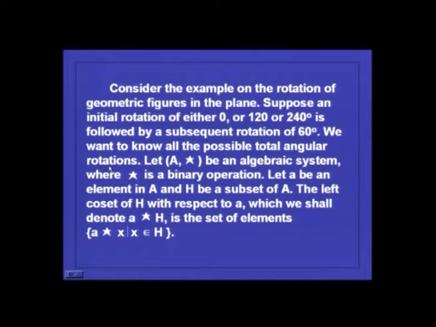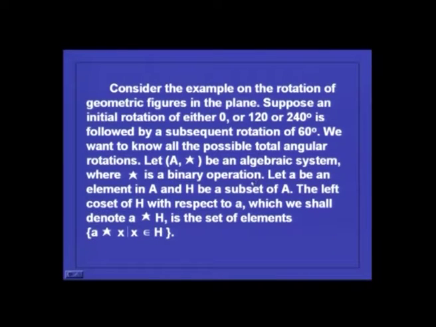So, in general what we want is this, putting it in a formal manner: let (A, star) be an algebraic system where star is a binary operation. Let a be an element of A and H be a subset of A. The left coset of H with respect to a, which we shall denote by a star H, is a set of elements of the form a star x, where x belongs to H.